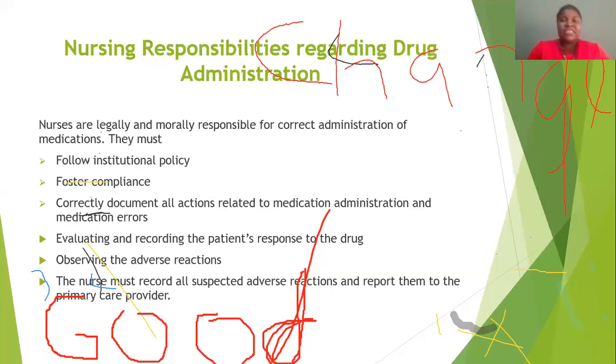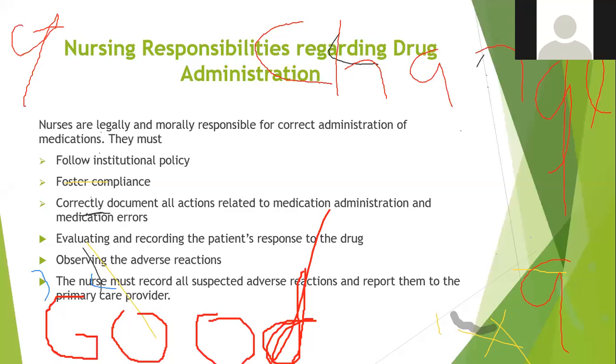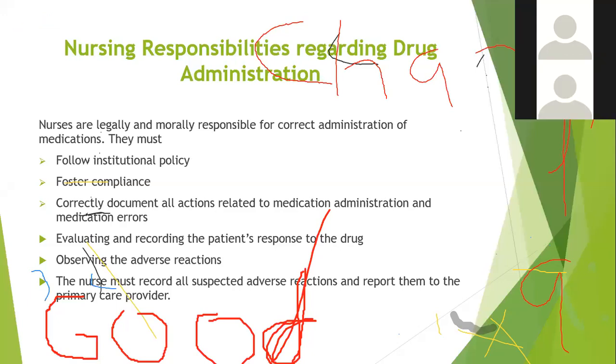What are the nursing responsibilities regarding drug administration? Nurses are legally and morally responsible for correct administration of medication. And when it comes to medication errors, it is your duty to avoid medication error because you are in between the drug and the patient. So anytime medication error occurs, the fault is most times put on the nurses because you have a role to play to avoid this medication error. So as a nurse, when you are administering drugs, you have to follow institutional policy. Each institution has their policy concerning drug administration, and it is also your responsibility to ensure that patients comply. So you foster compliance. That is why you are with the patient 24 hours.